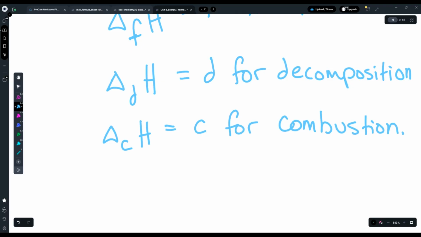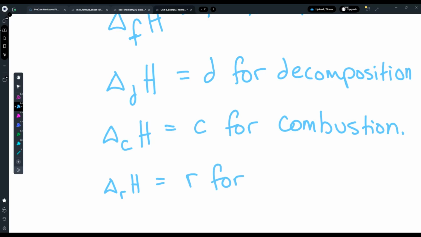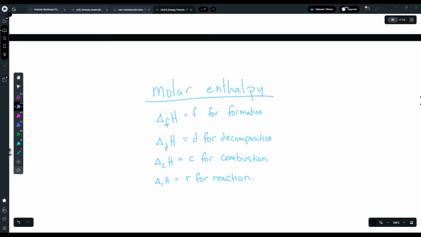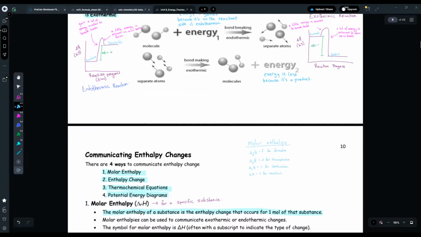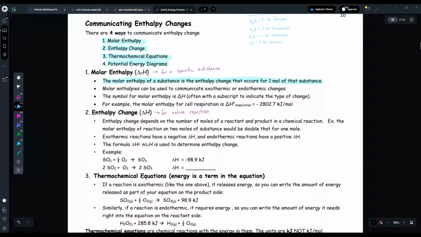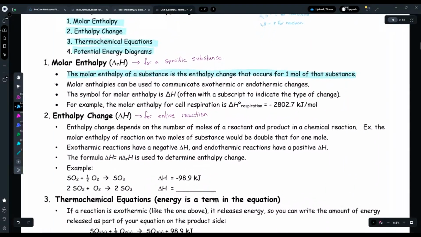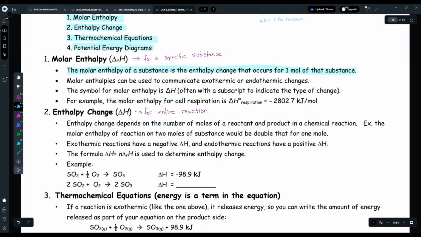Now if you wanted a very general variable for molar enthalpy, you could say delta subscript R, H. The R just means reaction, so this would read as the molar enthalpy of reaction for some substance.